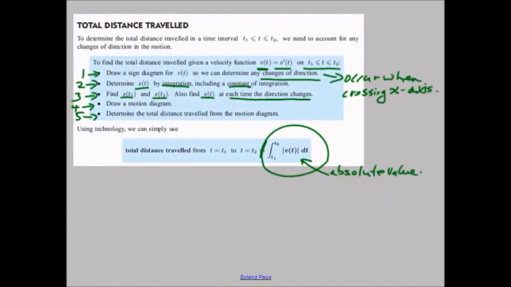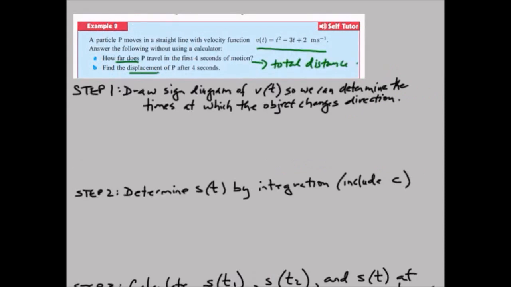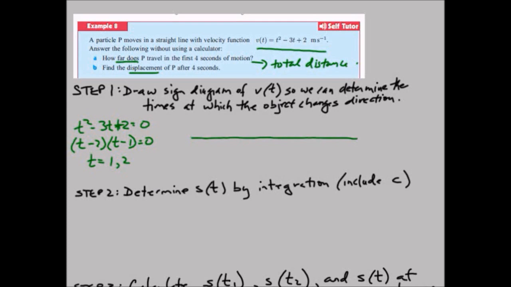For part A, though, we need to follow all of these steps 1 to 5. Okay, so I've written them down here, each step. Step 1 was draw a sign diagram of the velocity function so we can determine the times at which the object changes direction. So to draw a sign diagram, remember we need to determine the zeros. So this guy's factorable: t subtract 2, t subtract 1. So the zeros occur at 1 and 2. So the sign diagram, starting at 0, 1, 2.